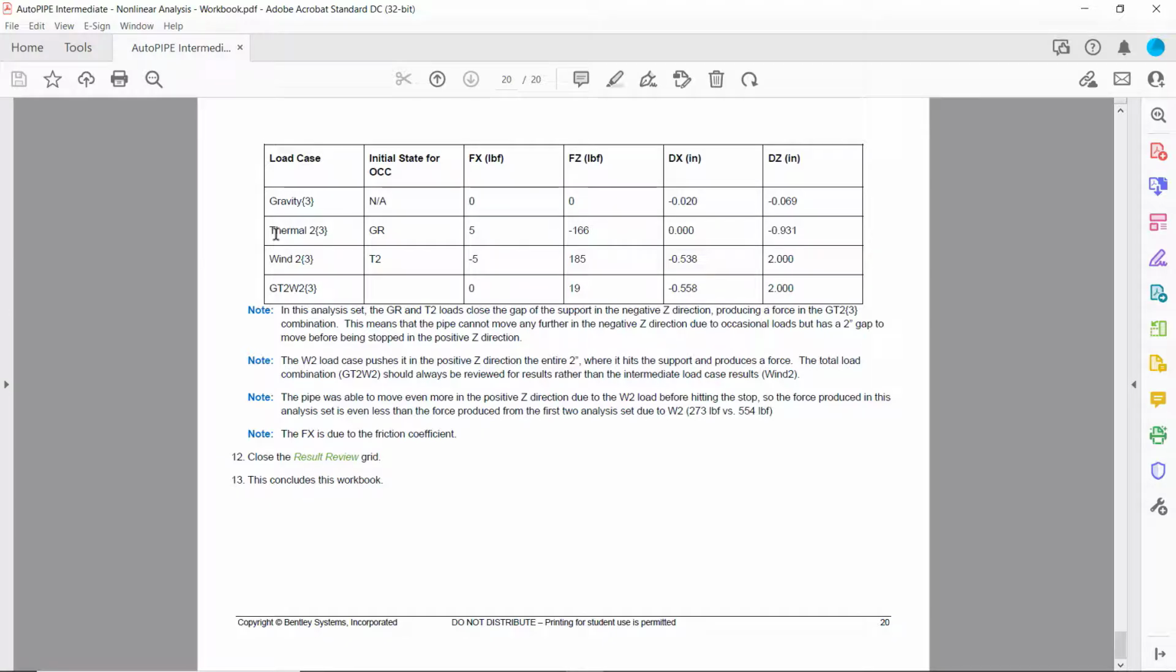This concludes the nonlinear analysis using load sequencing training class on the AutoPipe Intermediate Learning Path. Thank you for joining.